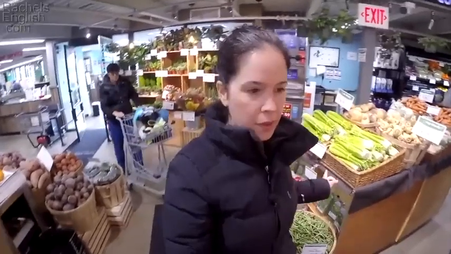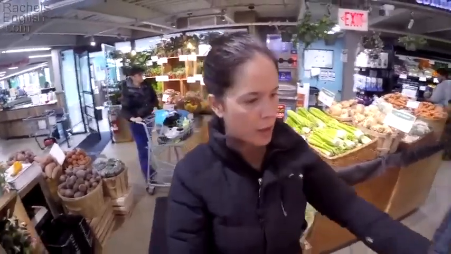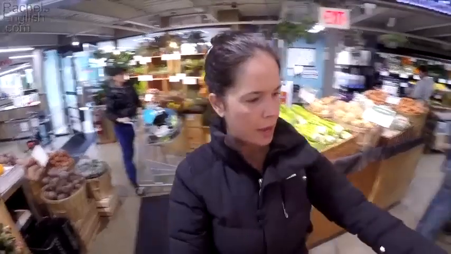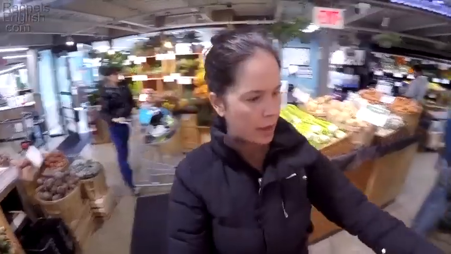That we wouldn't have to. That we wouldn't have to buy a huge bag. How many? A huge bag. The schwa said very quickly. Huge, a little bit longer, and then bag has more of that up-down shape of stress. A huge bag. A huge bag. How many do we need?